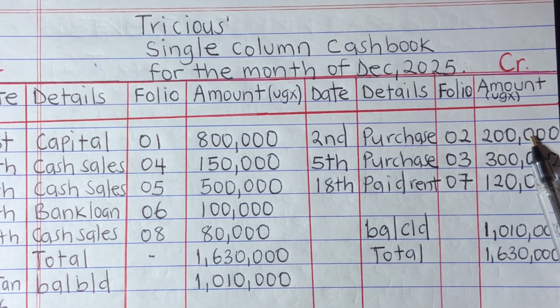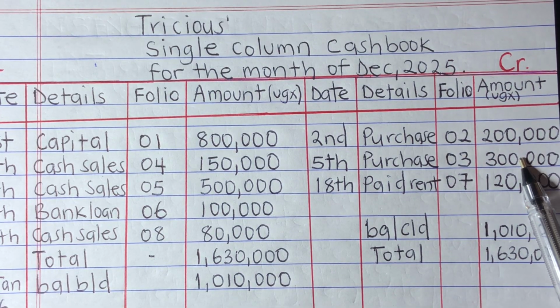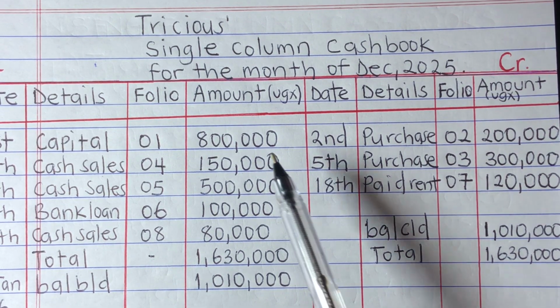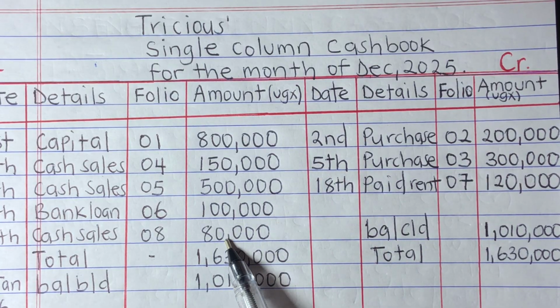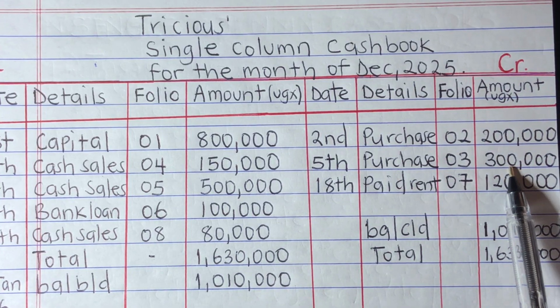Then get this total also. It is 200,000 plus 700,000 plus 120,000. Get the total and put it somewhere. So we do it like this. When you're balancing, we add these totals. Now the side that has a bigger total, we subtract the total of the side that has a smaller total from it.